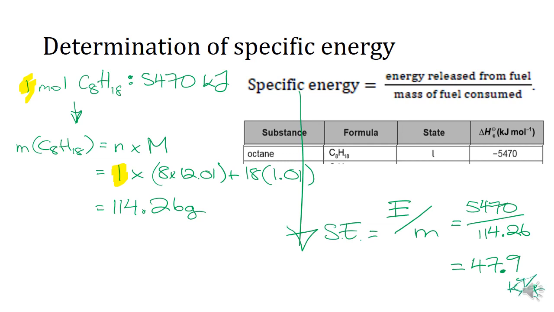47.9 kilojoules per gram. One thing that's super important with these is that you've got to make sure you are giving units, because we're not specifying the units that the energy is in or the units that the mass is in. You've got to make sure at the end you specify what units you are giving that specific energy in. So you give a number and you give a unit. Okay, so that's specific energy. Let's move on and look at the other formula.